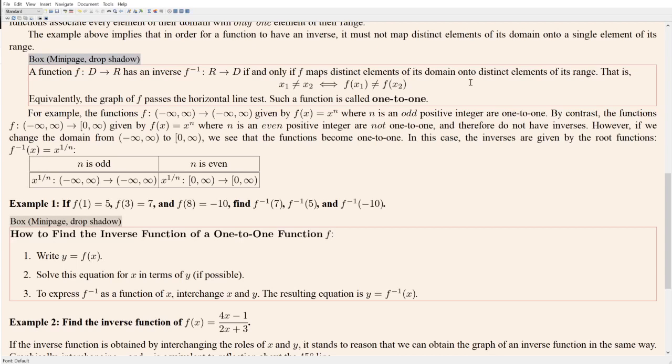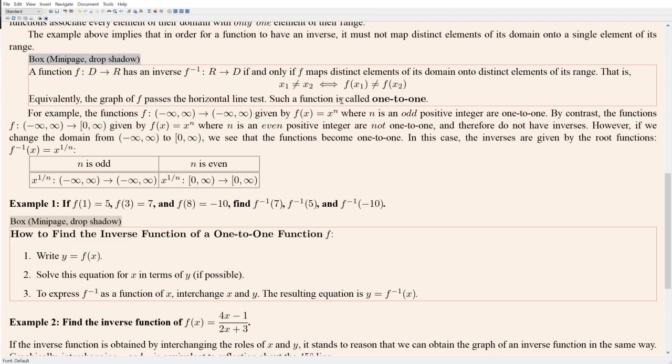Now, often when you have a function f and you just have a formula for it, verifying this property may not be super easy. It's pretty non-trivial, in fact. Thankfully, though, a graphical way of establishing whether this property holds is to take the horizontal line test. This statement here is equivalent to the statement that the graph of f passes the horizontal line test. So if you draw a horizontal line, it will intersect the graph at most once.